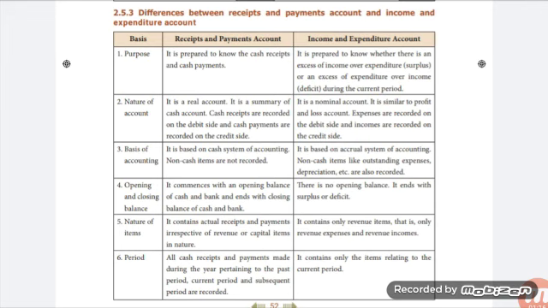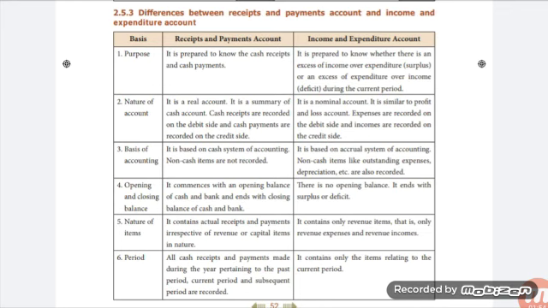Next point, nature of account. On the basis of nature of account, receipts and payments account is a real account. Children, do you know the reason? Receipts and payments account is a summary of cash account. Cash receipts are recorded on the debit side and cash payments are recorded on the credit side. So, receipts and payments account is a real account in nature.